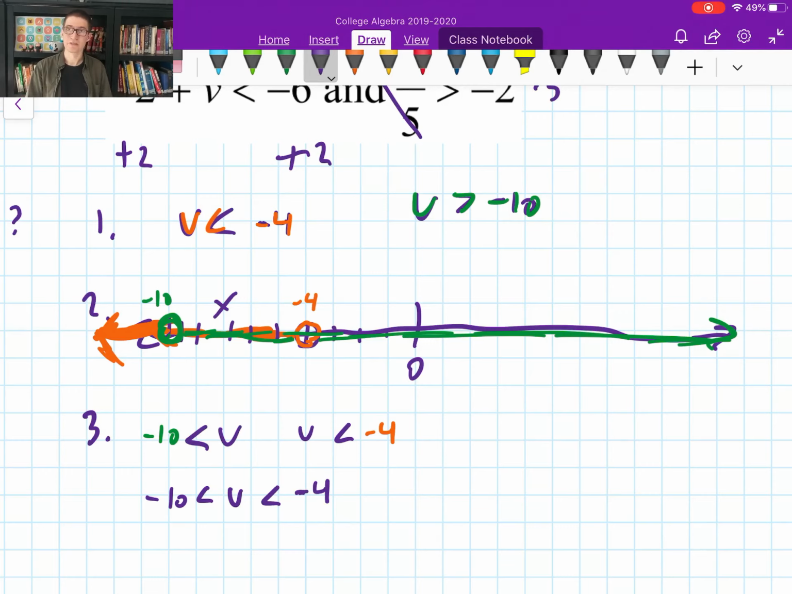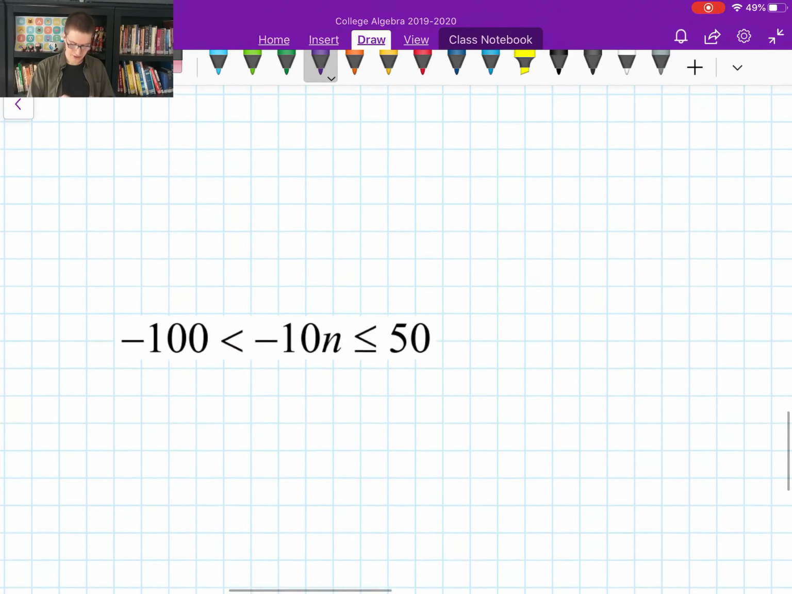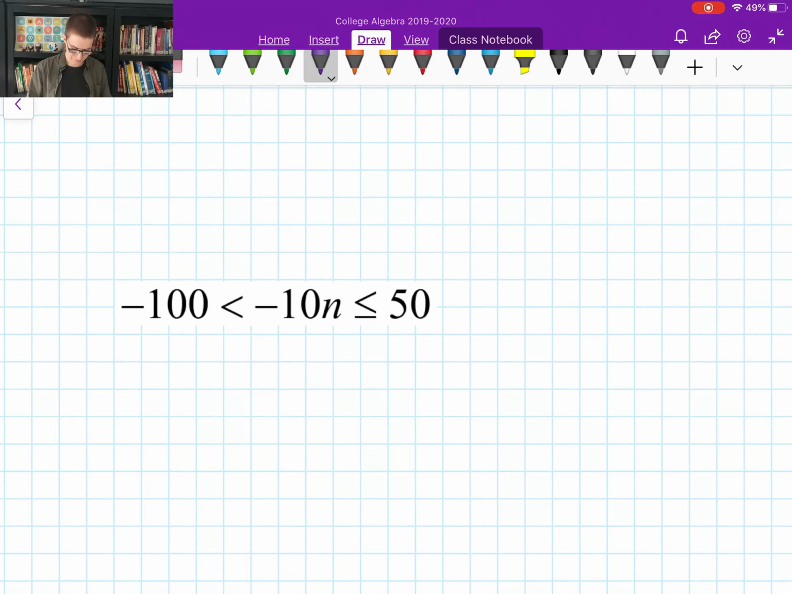The last situation is conveniently simpler. Well, there's not much else to know for the last situation. It's kind of just the other situations, just slightly different. Here's what I mean. If you start with one of these messy equations, like negative 100 is less than negative 10n, which is less than or equal to 50, you can figure, well, this is not or and. What do we do? This one's actually really simple.